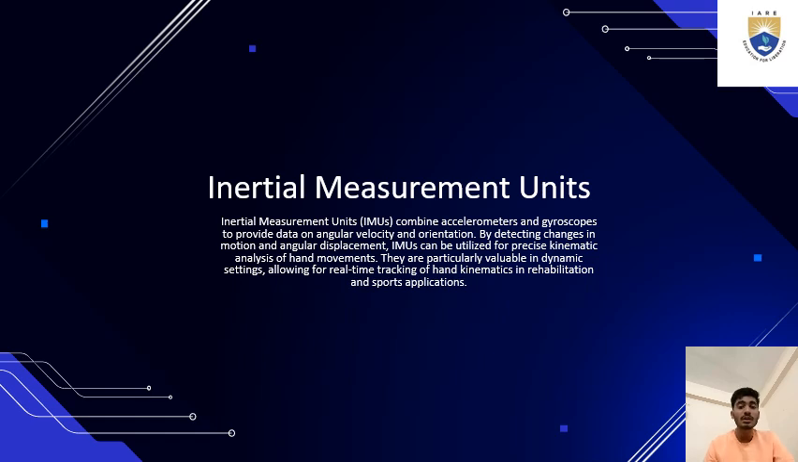Applications of IMUs. Robotics. IMUs are used in robotics to measure position and orientation, and in autonomous vehicles to measure the vehicle's position, orientation, and velocity. Drones. IMUs are used in drones to measure the drone's position, orientation, and velocity. Wearable devices. These are used in wearable devices such as fitness trackers and smartwatches.